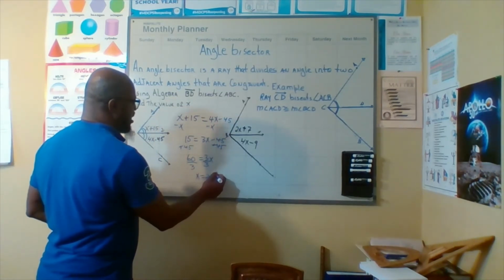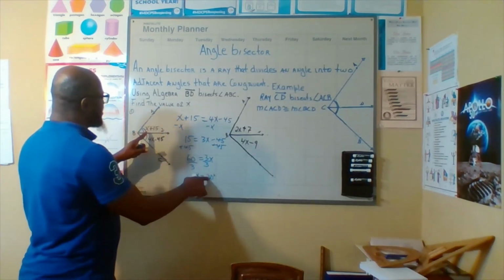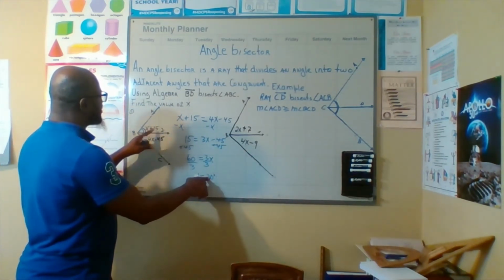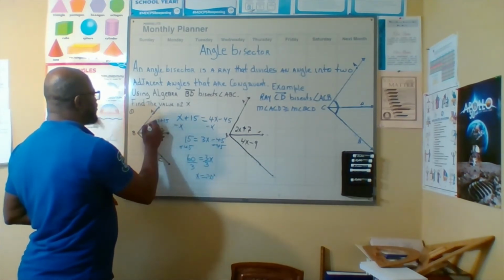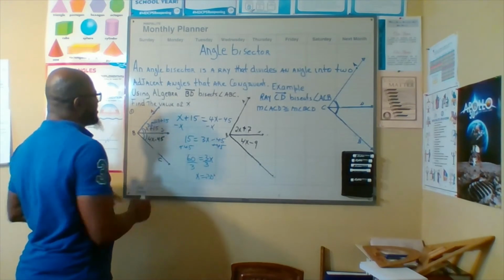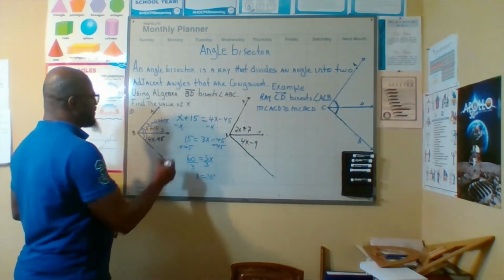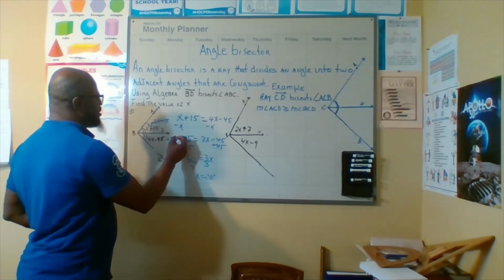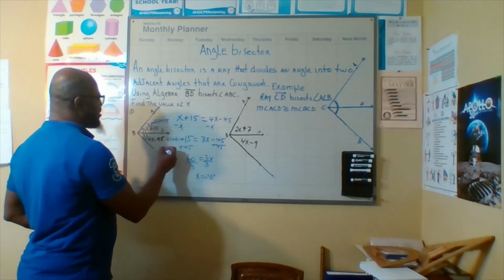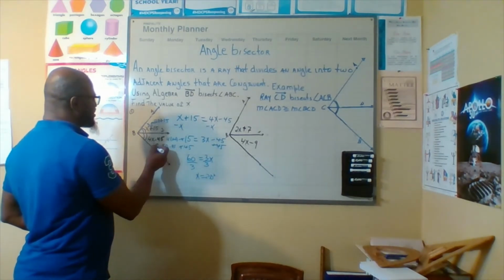Now, once you have x, you can find the missing information. So I can replace x, which is 20, plus 15. 20 plus 15, this angle will be 35 degrees. Since those two angles should be the same, I should not be surprised that you will have 4 times 20 minus 45. And you will have 80 minus 45 is 35. So this angle is 35, this angle is 35.